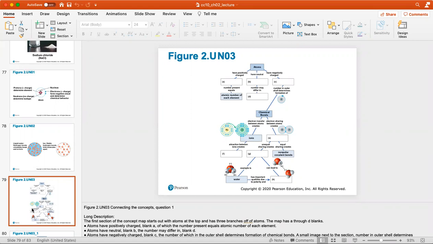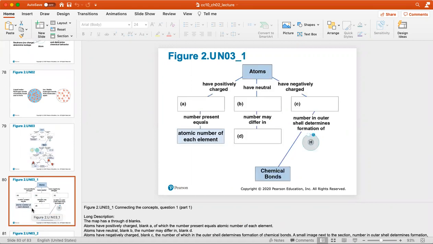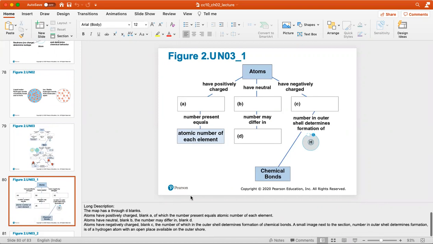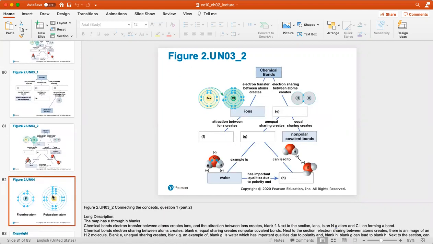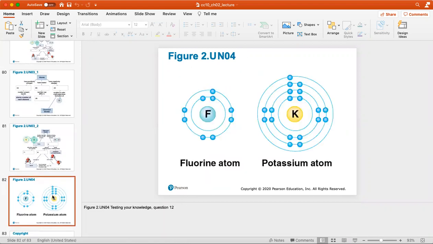So I'll let you guys work through these slides on your own as a good way to review. And there's always notes at the bottom of these slides to help fill in any blanks. So I would encourage you guys to use these review slides to test your knowledge.